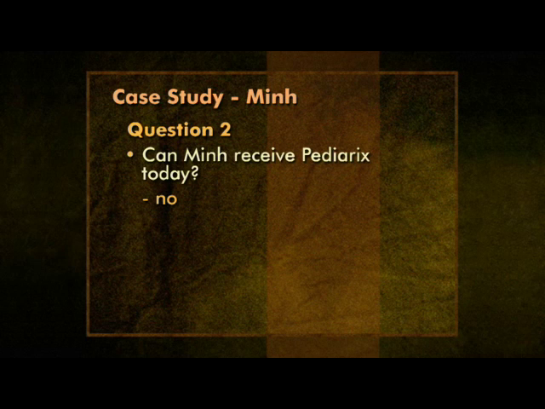No, Meg cannot receive Pediarix today. Pediarix contains hepatitis B vaccine and usually can be administered as part of the hepatitis B series, including post-exposure prophylaxis of an infant. However, the minimum age for Pediarix is 6 weeks. Meg is only 5 weeks old, so she is too young to receive Pediarix.